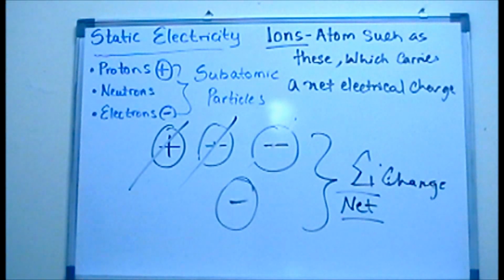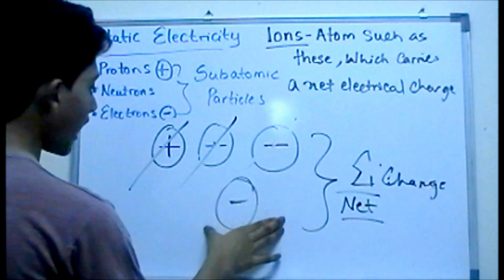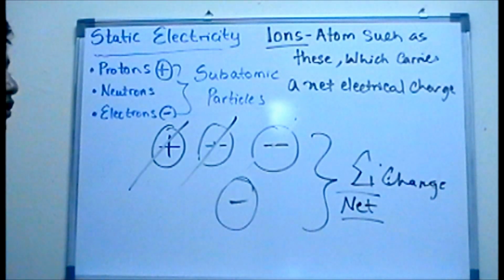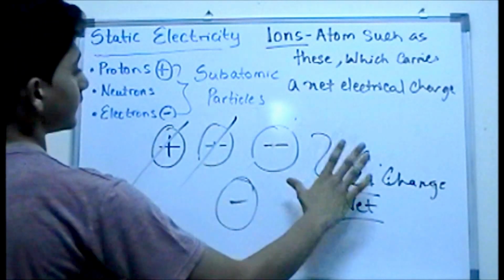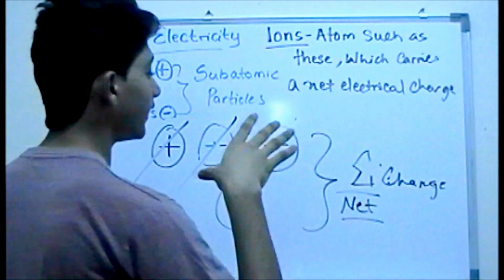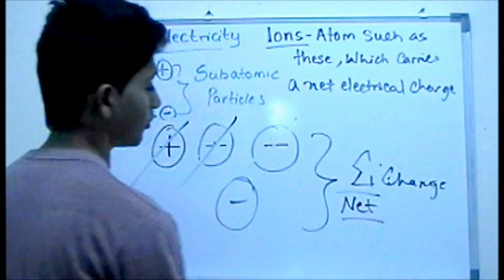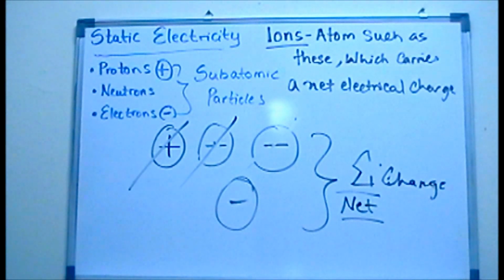Now that's basically what an ion is. What you're left with is a net negative charge, the negative charge of an ion.